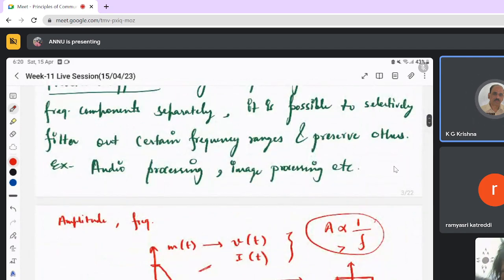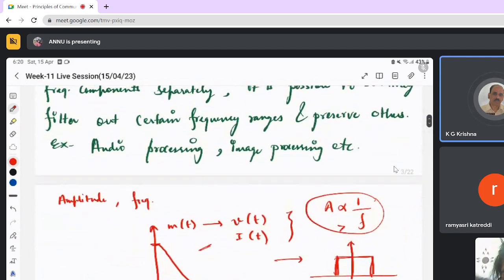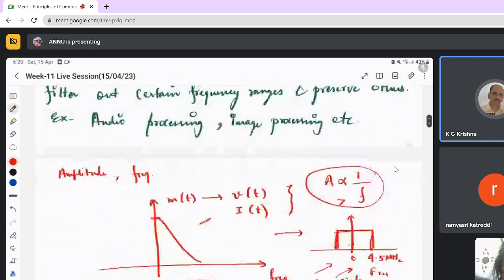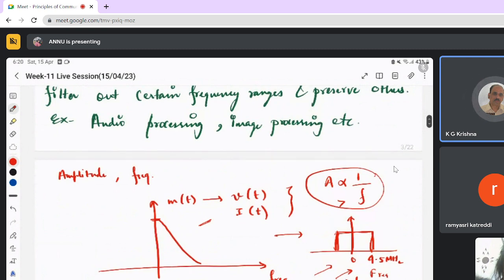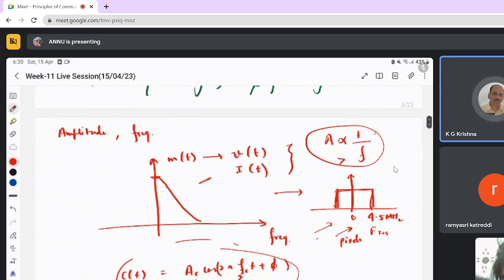And another thing, the triangle is always symmetric around 0. So you said 0 to 4.5. When you say bandwidth, we say 4.5, not 2 into 4.5, right? We say only 4.5. The bandwidth of a video signal is 4.5 megahertz only. We don't say minus W to plus W, which is 2W. Okay, so this has some significance.